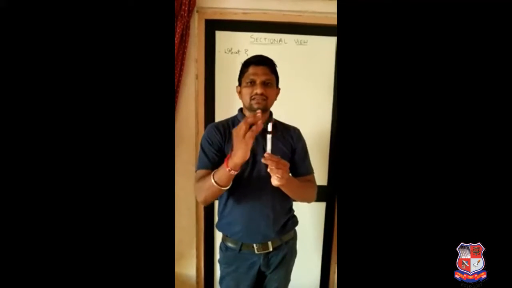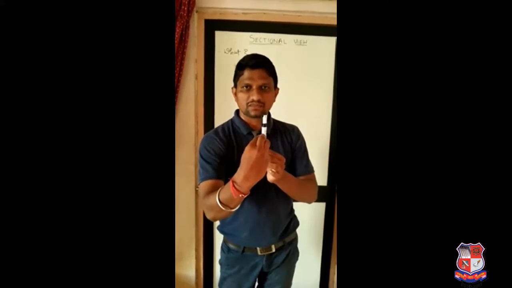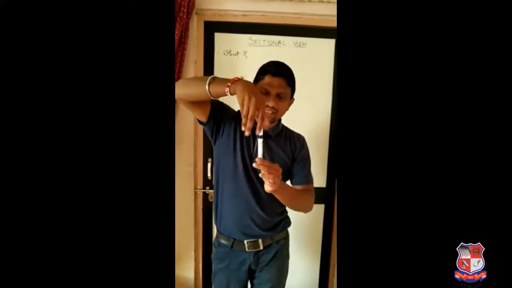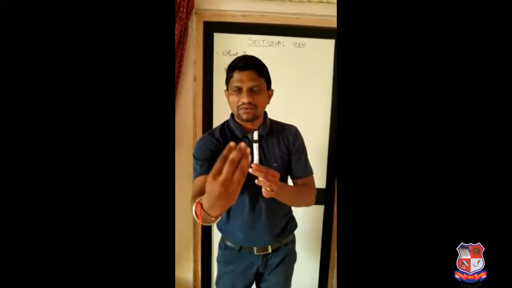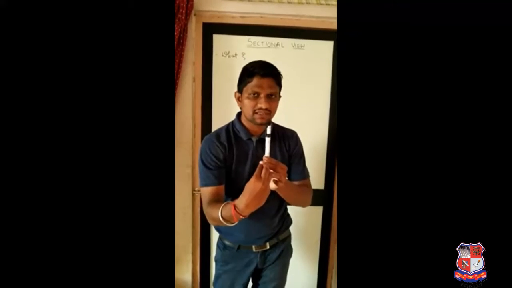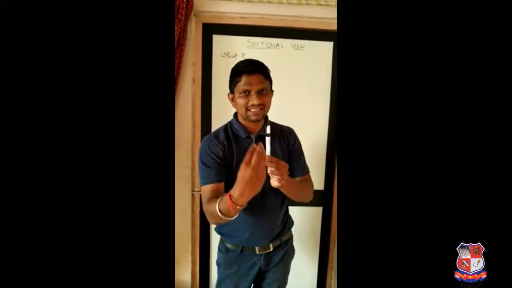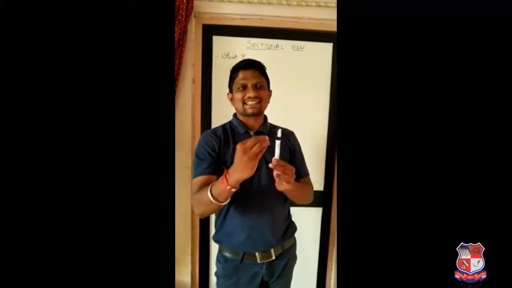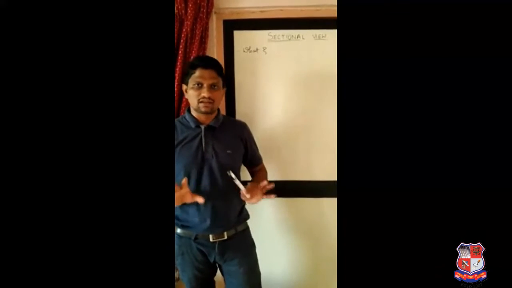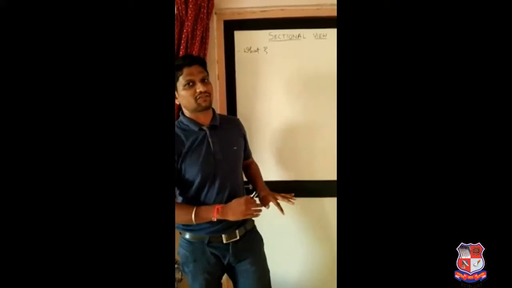In the first case, we were looking directly. Now, after cutting the object and removing the half portion of the object, we are looking from the front, then the hidden portion is going to be visible. It is easy to read that problem. It is easy to read that object. Such kind of view is known as a sectional view. I hope you are going to understand in this language, right?